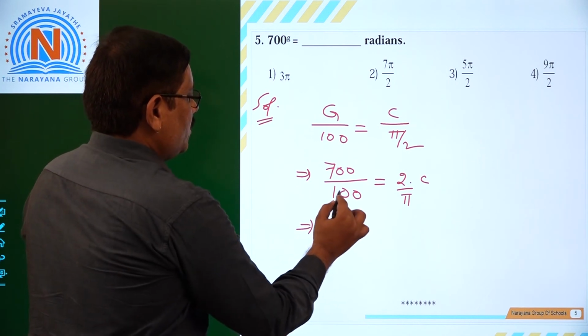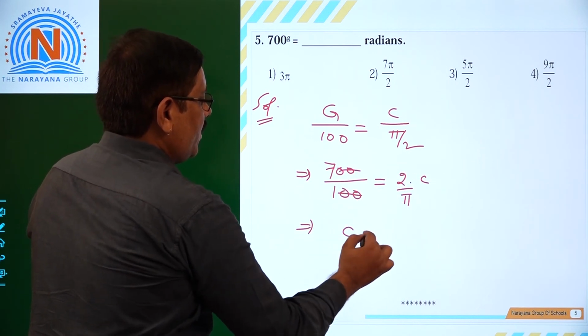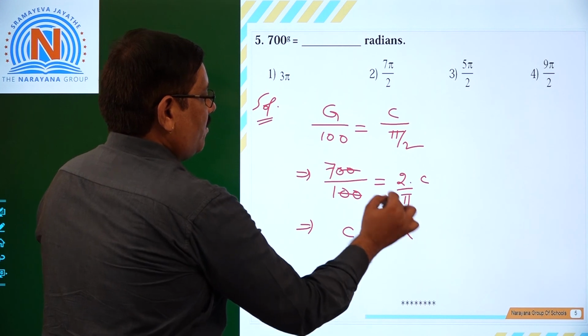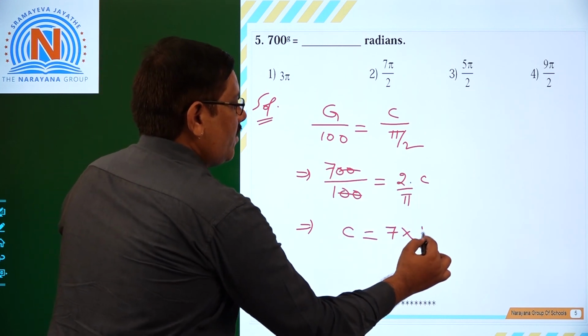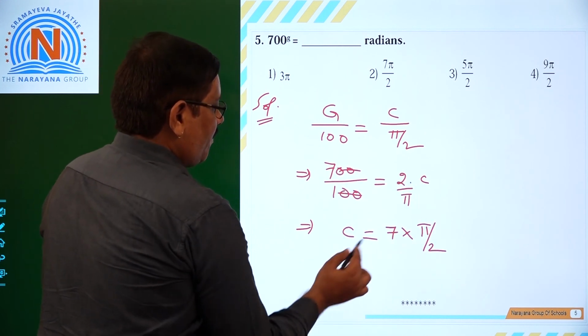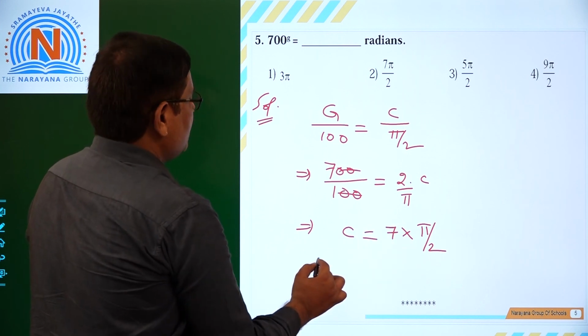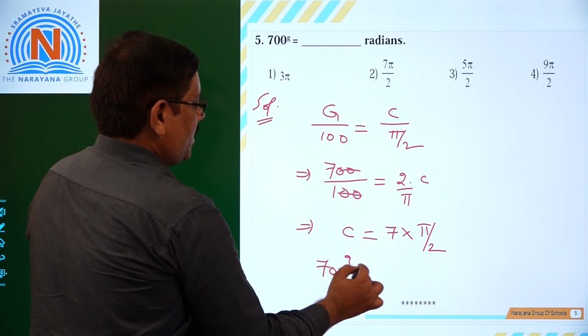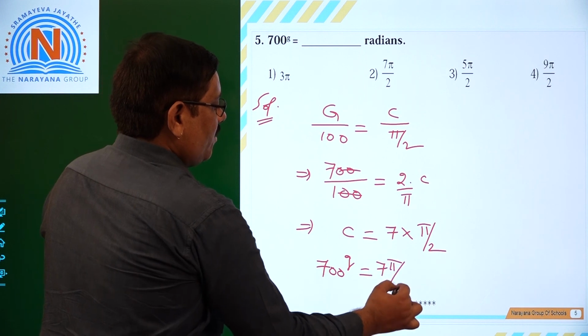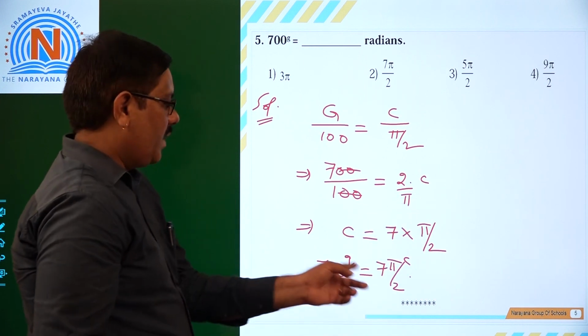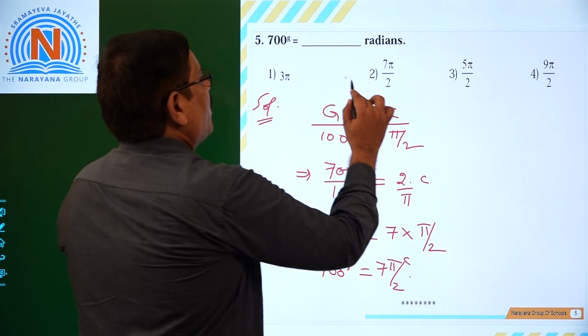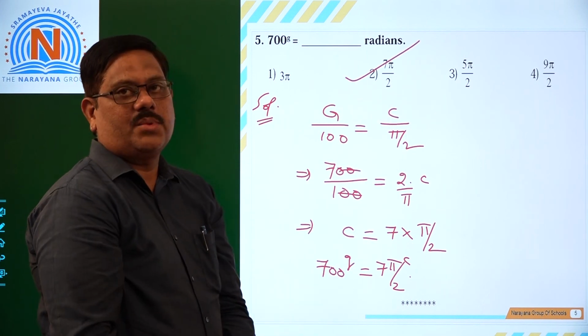Now what do we need? Zeros cancel here. We need C. So C will be 7 times this 2 by pi. If you transpose to the other side, it will become pi by 2. Therefore, C is 7 pi by 2. Means 700 grades is equal to 7 pi by 2 radians. So out of the given options, which is the right answer? The second option is the right answer.